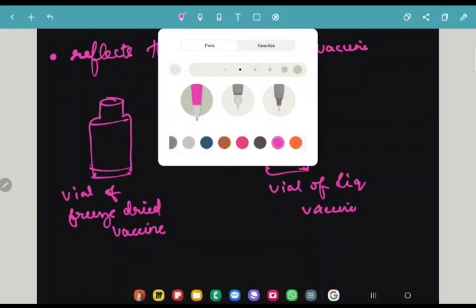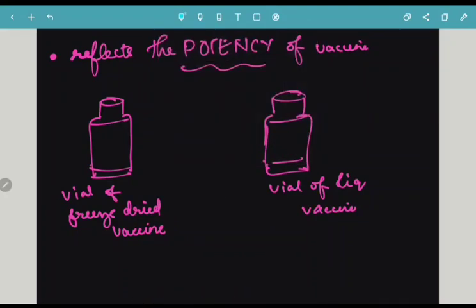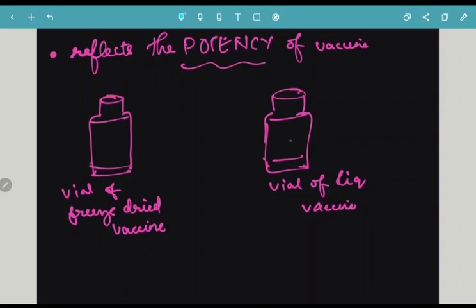Now the condition is, if it is a liquid vaccine, the vaccine vial monitor must be put on the body of the vial. So now I am drawing this one: an inner circle and an outer circle. This is your vaccine vial monitor. This should be placed in the body of the vial. If it is a liquid vaccine vial, then the vaccine vial monitor should be kept in the body of the vial.